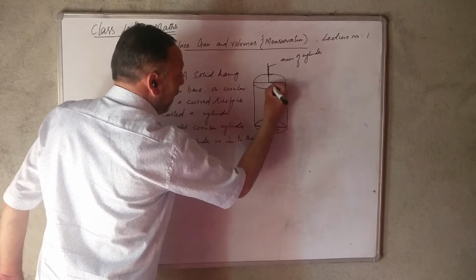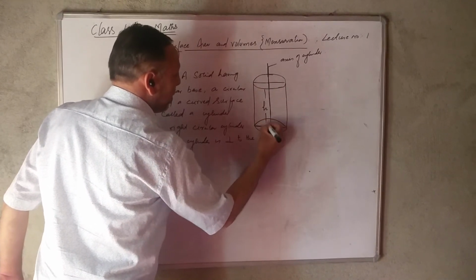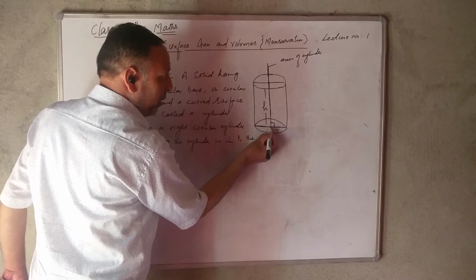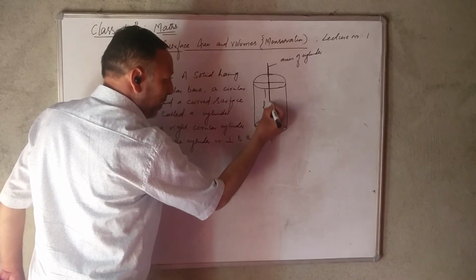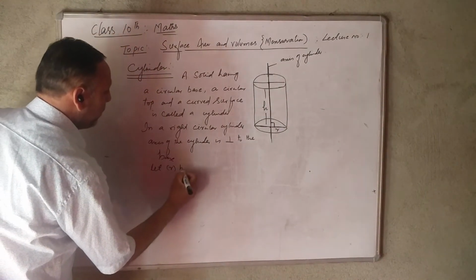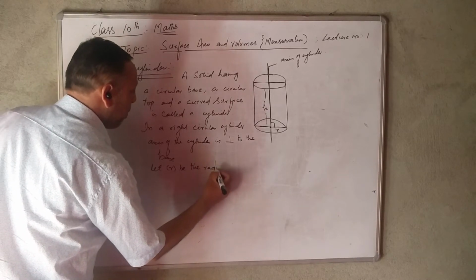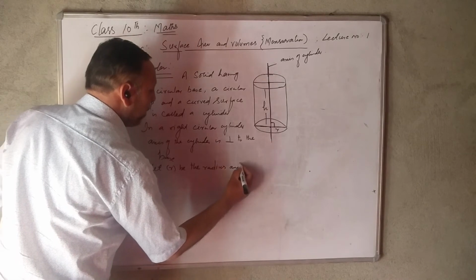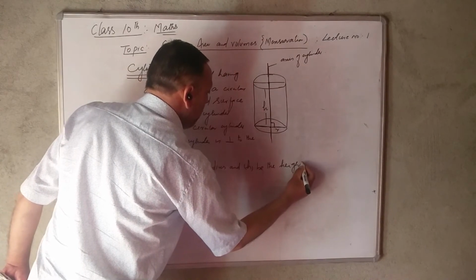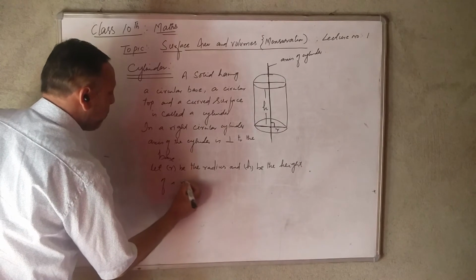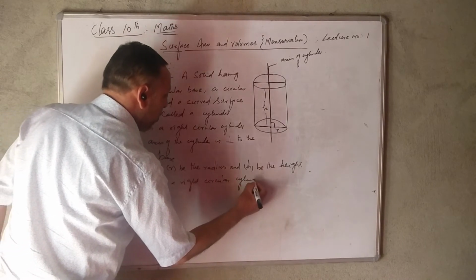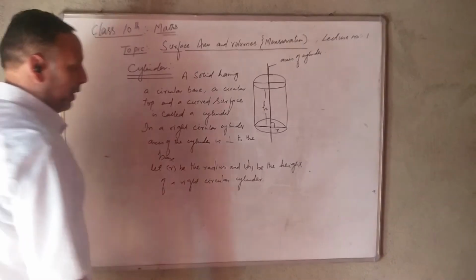Let r be the radius and h be the height of the cylinder. Height means the line segment which joins the center of the base to the center of the top. This is called height. So let r be the radius and h be the height of a right circular cylinder.